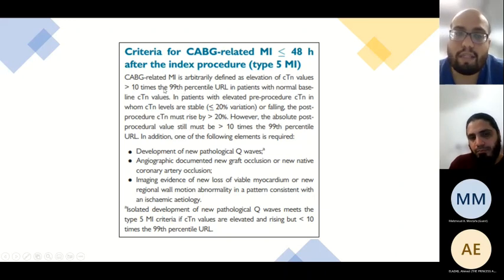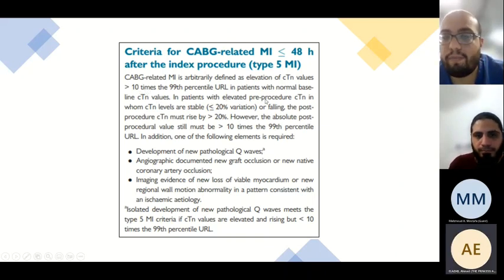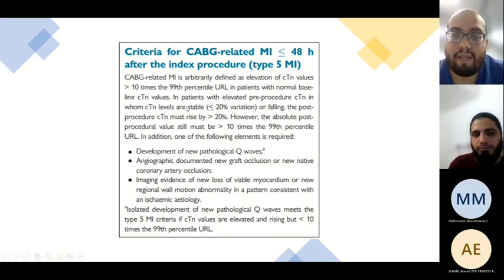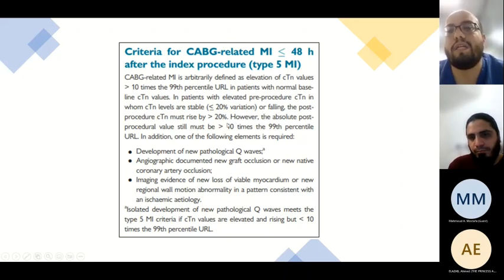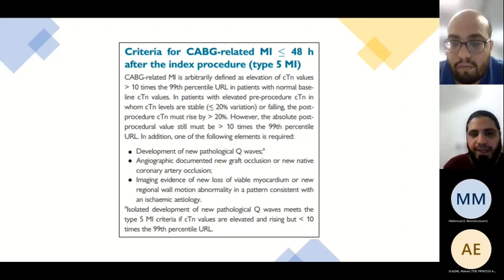And again, it goes into differentiating either a normal baseline troponin level, where it needs to be more than 10 times, or a patient with an elevated peri-procedural troponin which has been stabilizing or falling. The post-procedure level needs to have a rise of 20%. However, the absolute post-procedure value also needs to be more than 10 times. Does that make sense? Yeah.